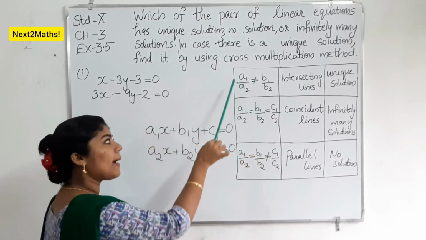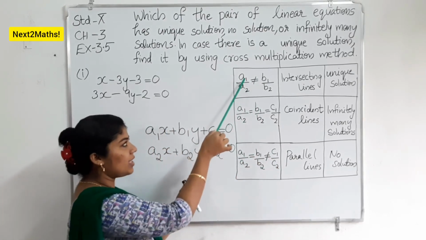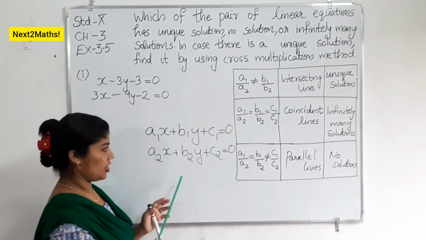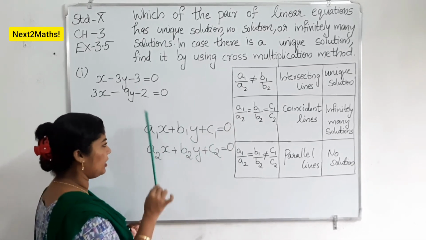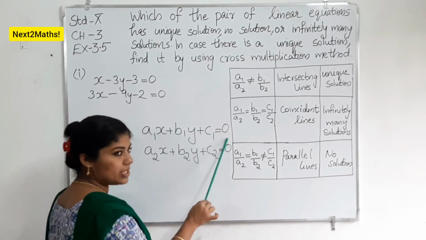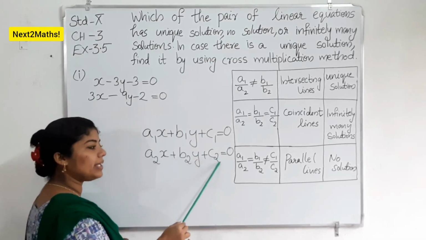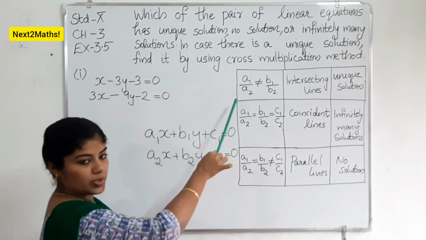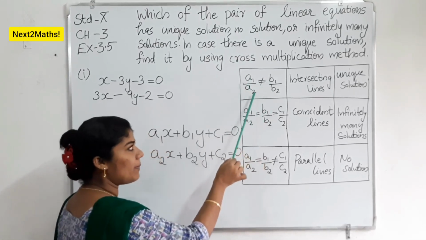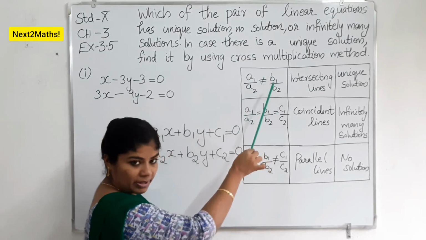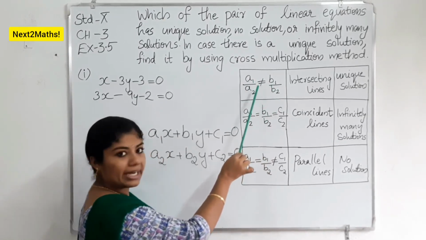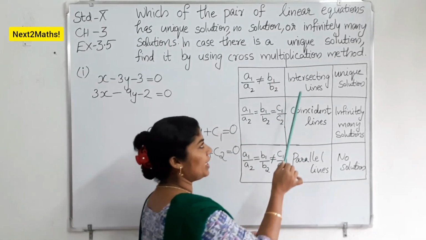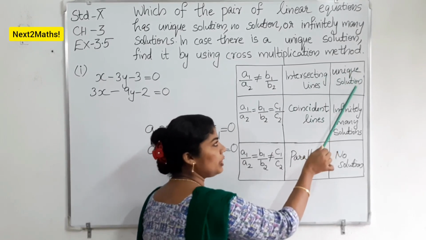See, first of all, you are comparing the ratios. What are A1, B1? This is the general form of a pair of linear equations: A1x plus B1y plus C1 equal to 0, A2x plus B2y plus C2 equal to 0. Based on this general form, what are we doing? Comparing the ratios A1 by A2 and B1 by B2. If A1 divided by A2 is not equal to B1 divided by B2, then when you represent the same graphically, you will get intersecting lines and there will be a unique solution.